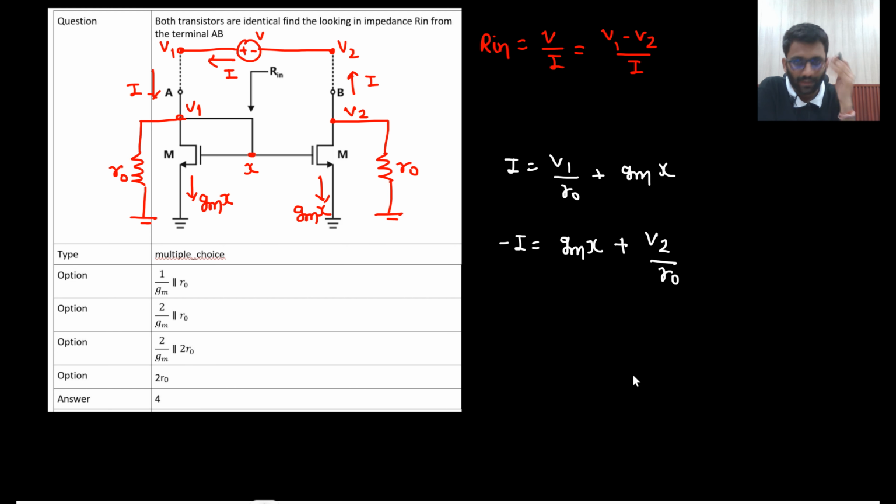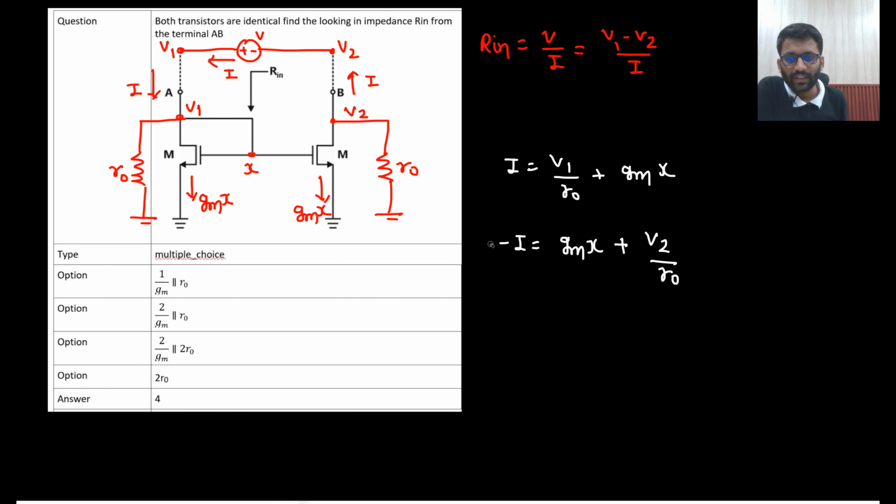GMX plus V2 by R naught. Or you can say this negative sign I can pick here. So I is equal to minus GMX minus V2 by R naught. Now I add up both of the equations because I do not want X in my term. So I will add up both of the equations. So what will I get? 2I is equal to V1 minus V2 by R naught.